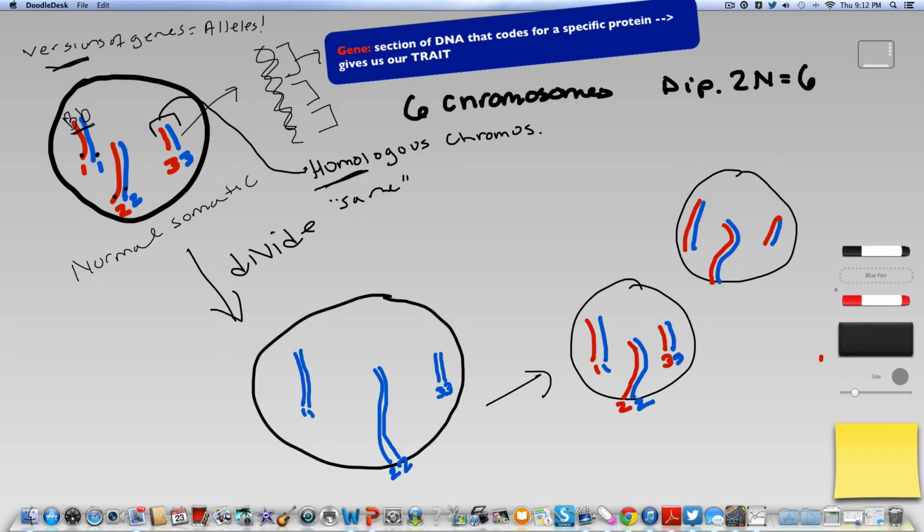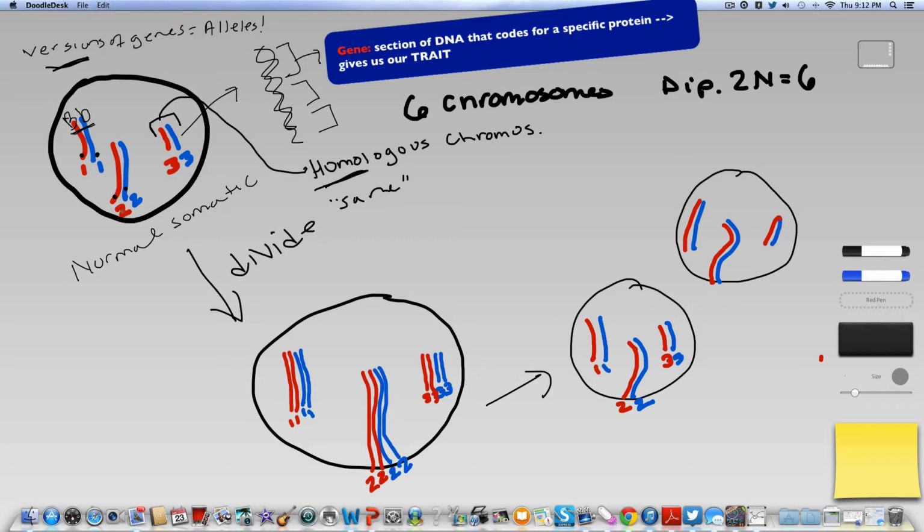Now, the same thing happens with mom's. Originally we had 1 from mom. Well, now the cell knows it's going to have to get a copy in each new cell, so that one replicates. So now we have two chromosome number 1s from mom. Same thing with chromosome number 2. It will replicate, so you have two chromosome number 2s from mom, and then for chromosome number 3, same thing. Number 3 replicates, and we end up with two chromosome number 3s from mom as well.